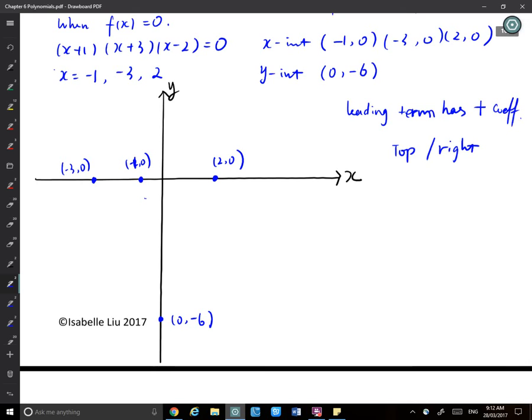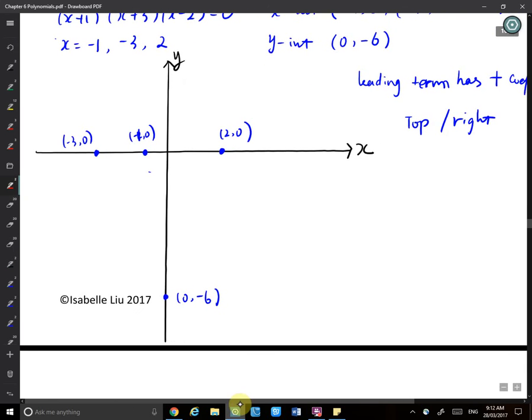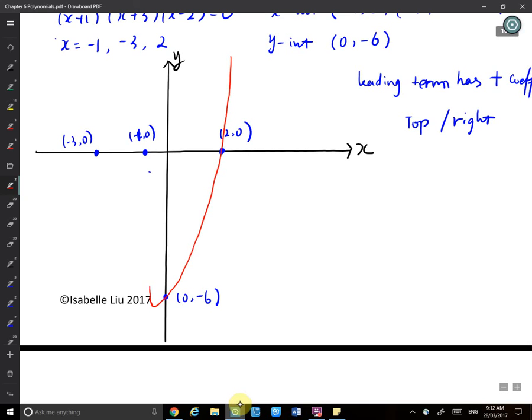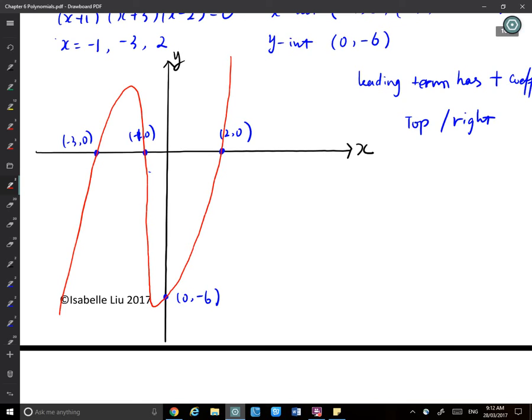Okay, the next job is to go through all these holes, starting from the top right. The first hole I'll go through is this one, then I'll go to this one, turn back to go through this one, and then go back to here. The shape will look like this. You don't have anything else to go back to, so it keeps increasing.